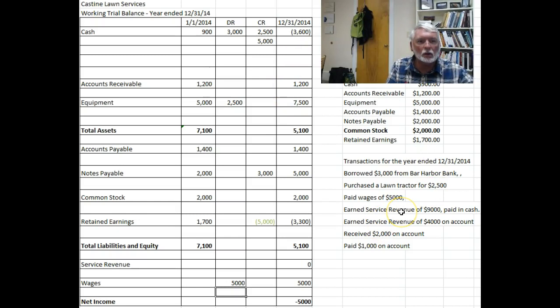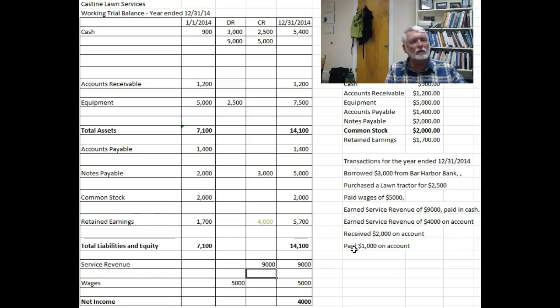We earned revenue of $9,000 paid in cash. So we got cash of $9,000 by selling lawn services. Okay, what's the other side of that? So we're going to increase cash $9,000. Revenue. We earned revenue. So we're going to credit revenue, which increases revenue, because a credit to revenue is a plus to revenue. All right, so we've got revenue now.